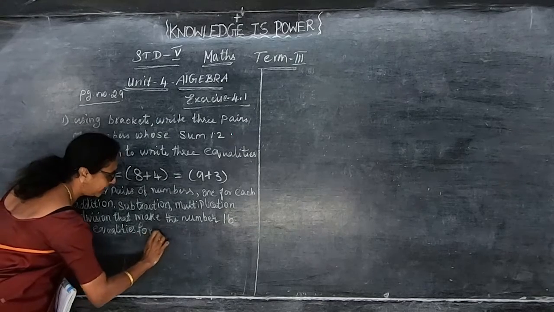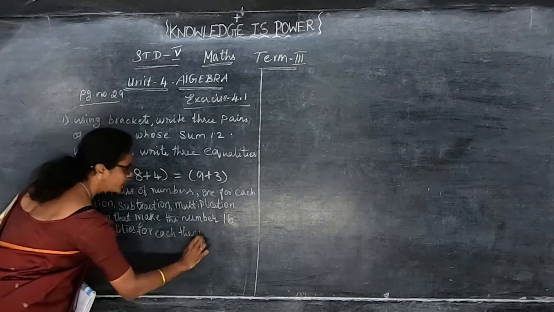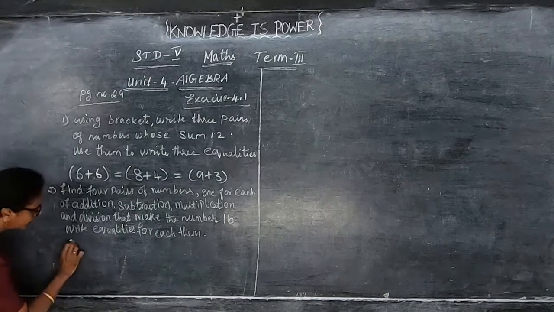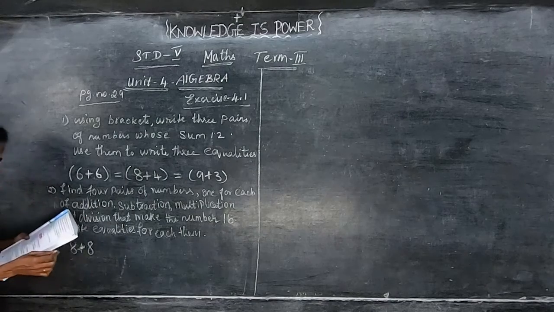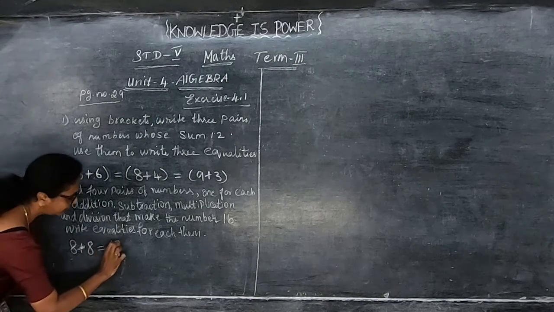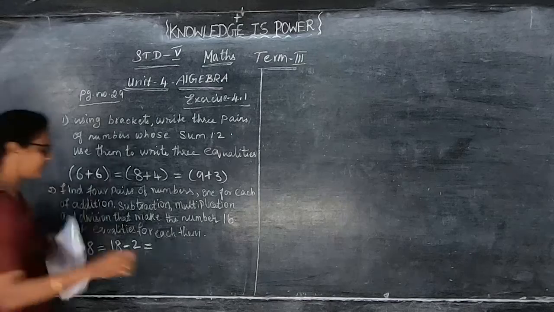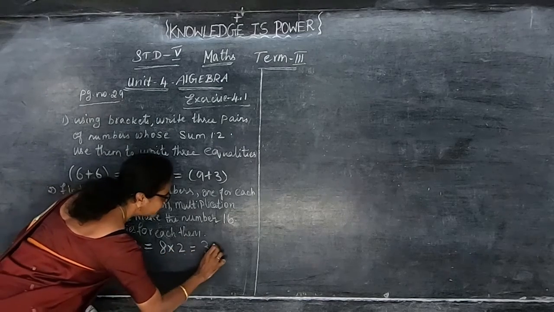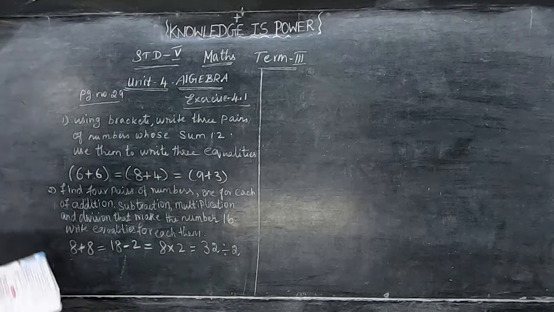அவங்க வந்து 3 தான் கேட்டாங்க. பட் இங்கே வந்து all the 4 ஆப்ரேஷன்ஸ்லேயே எழுதணும். So you have to write 8 plus 8 that is equal to 16. Okay, yeah. Then 18 minus 2 subtraction பண்ணா 16. Then 8 2s are 16. Then 32 divided by 2 that is equal to 16.